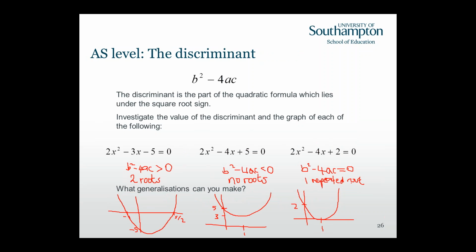It also is used in AS level, where it doesn't tell the students, for example, what this is. It leaves it as an unknown. So it could be 2x squared minus kx minus 5. Find the value of k. But it tells you what the discriminant is. So you can then say, okay, b squared minus 4ac would in this case be k squared minus 4ac, and put the numbers in and rearrange to work it out.